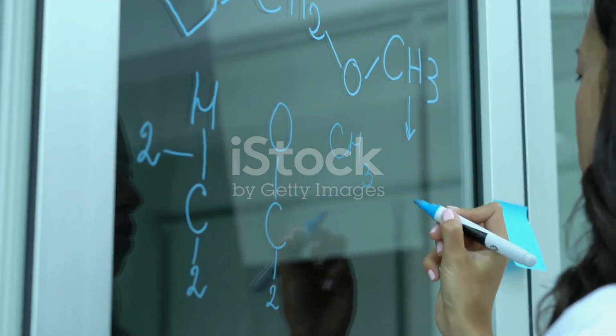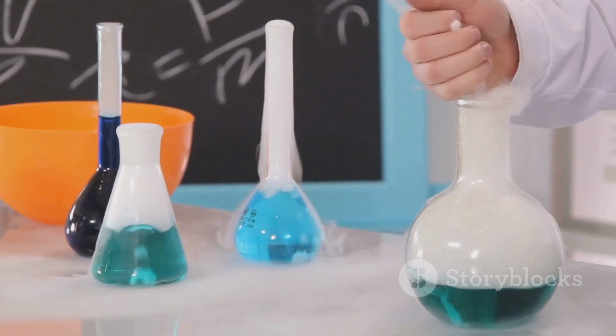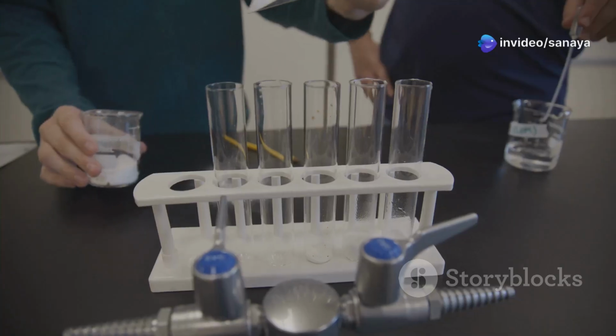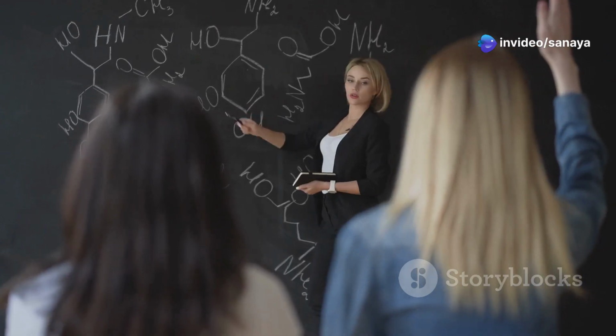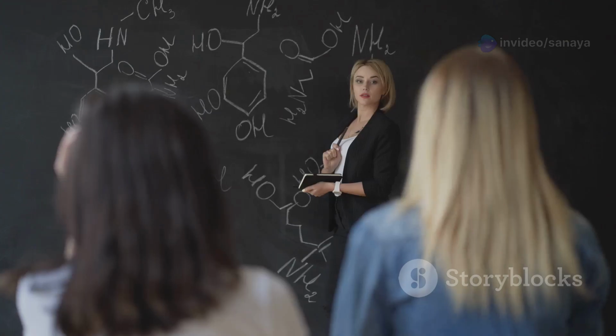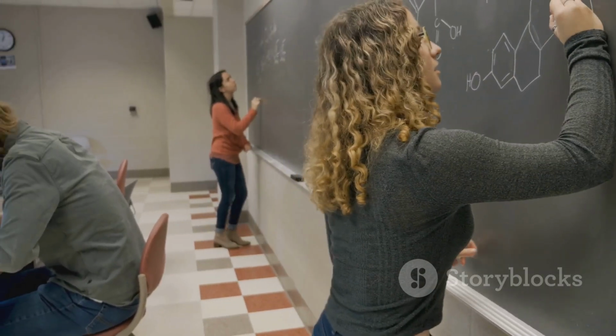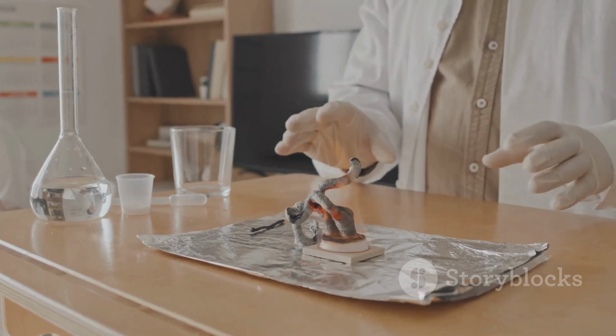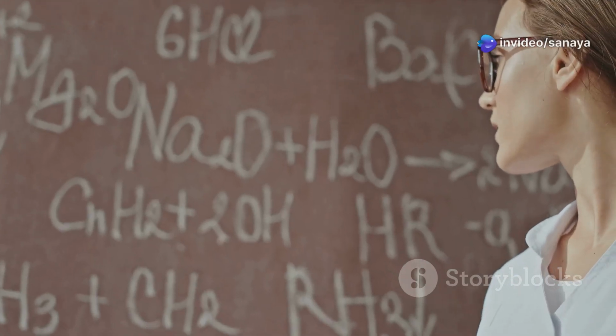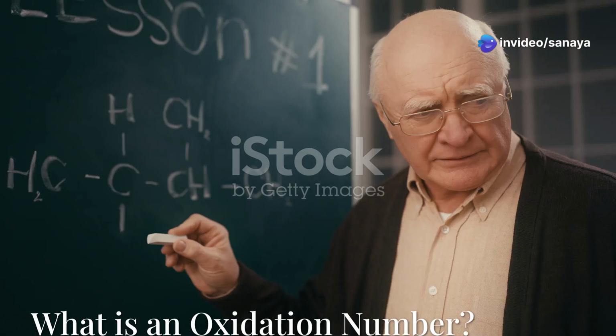Redox stands for reduction and oxidation, two processes that always occur together. In redox reactions, electrons move between species. Oxidation is losing electrons, OIL, oxidation is loss, and reduction is gaining electrons, RIG, reduction is gain. One substance is oxidized, another is reduced. To track this, chemists use oxidation numbers.